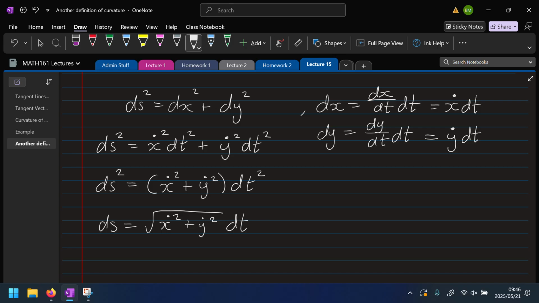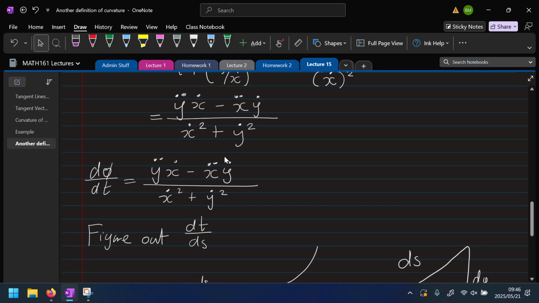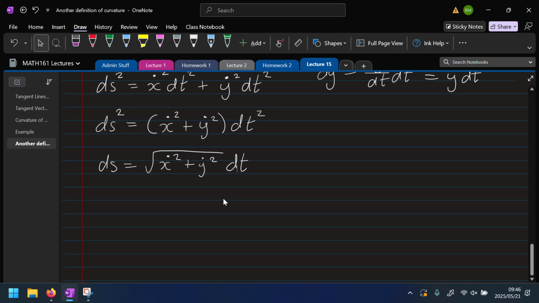We took the roots on both sides. Now, we got this expression here for the differential ds, but what we wanted is dt by ds. We've got ds, we've got dt. What we want is dt by ds. So let's just do a little bit of cross multiplying here. So 1 over root x dot squared plus y dot squared will be dt by ds. Okay, so just taking the thing to the other side.